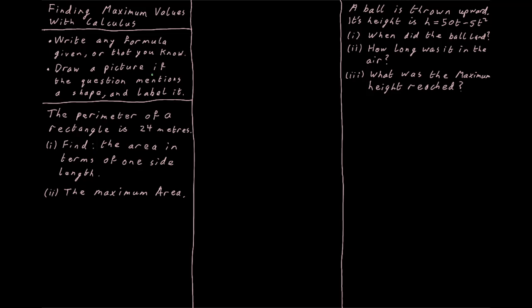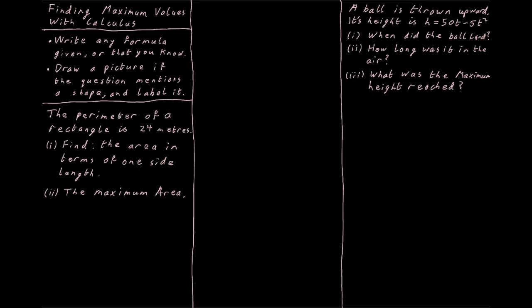And second, if I'm told about a shape in the question, I want to draw a very quick basic sketch of that shape and label all of the information I know about its sides or its area or stuff like that, so that I have more context for the information I'm given. Beyond that, let's go into our examples.